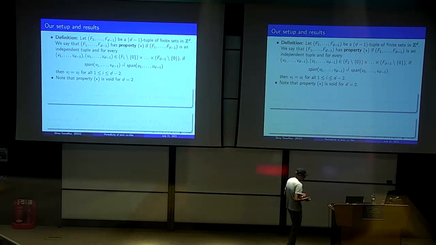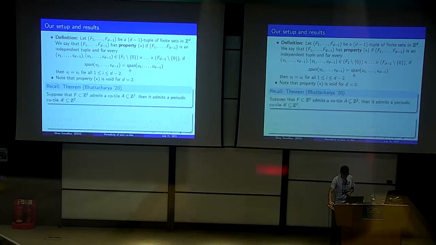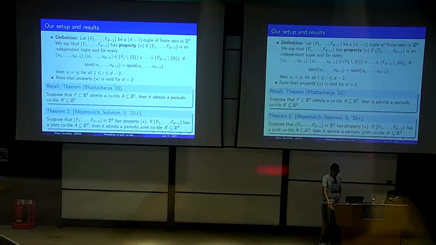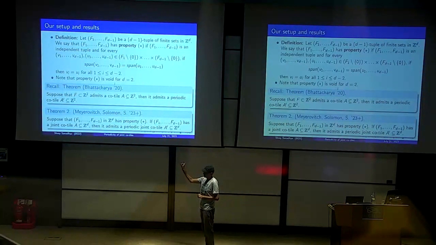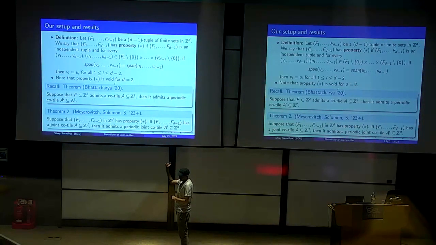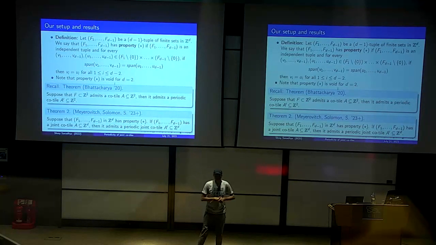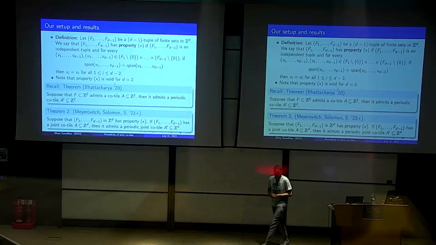With this condition, let me first recall the theorem of Bhattacharya, which is that if F admits a cotile, then it admits a periodic cotile. Now our theorem is that if we have a tuple of D minus 1 tiles which has this property star, and it also has a joint cotile A, then we can find a joint cotile A prime which is D periodic.